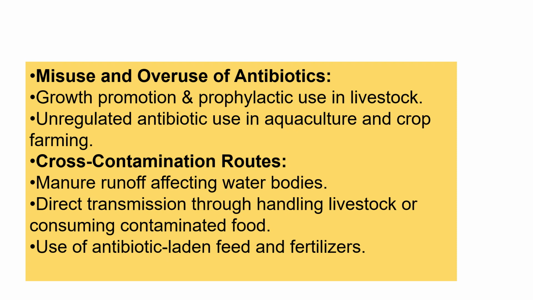Growth promotion and prophylactic use in livestock, and unregulated use of antibiotics in aquaculture and crop farming has actually caused the misuse and overuse of antibiotics. Apart from this, cross-contamination routes are also responsible for this spread, like runoff of manure from the fields to water bodies, direct transmission through handling livestock or consuming contaminated food, or use of antibiotic-laden feed and fertilizers.